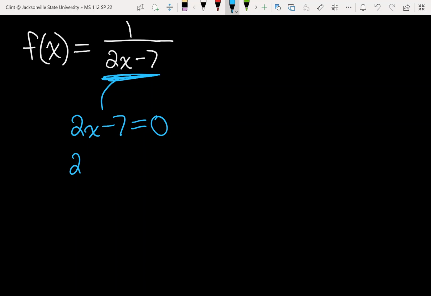So here we add 7 to both sides. Divide both sides by 2. We get 7 over 2. So the number that we need to leave out of our domain is 7 over 2, or 3.5, if you want to think about it as a mixed number.